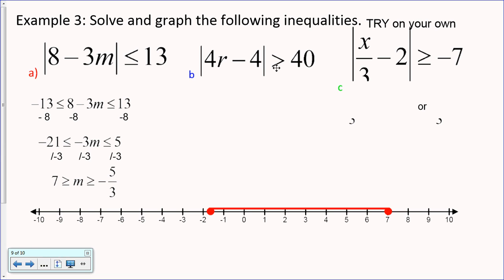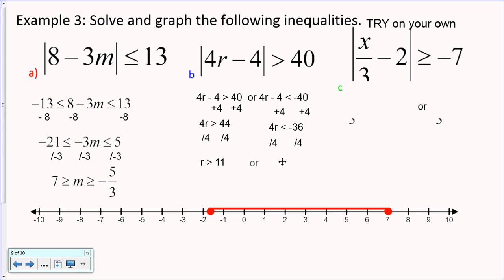Alright, B, same deal. I've got a greater than symbol, so I have an or statement, so I'm going to get 4r minus 4 is greater than 40, or 4r minus 4 is less than negative 40. So I go ahead and solve that by adding 4 to everything. I get 4r is greater than 44, or 4r is less than negative 36. Divide everything by 4. You get r is greater than 11, or r is less than negative 9.